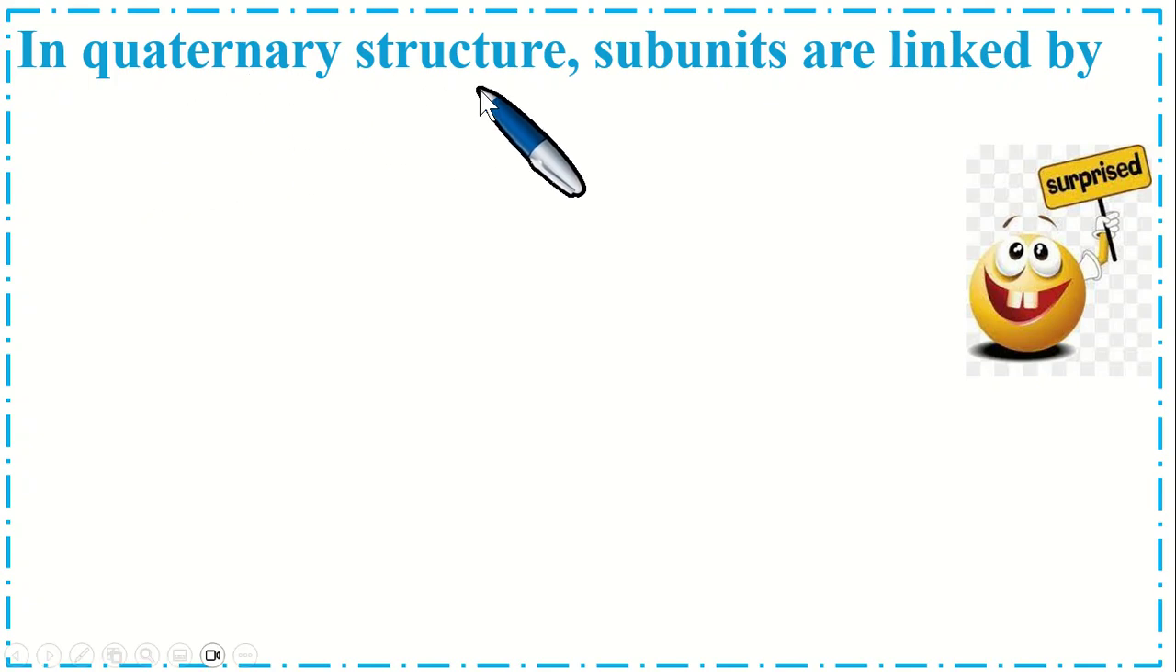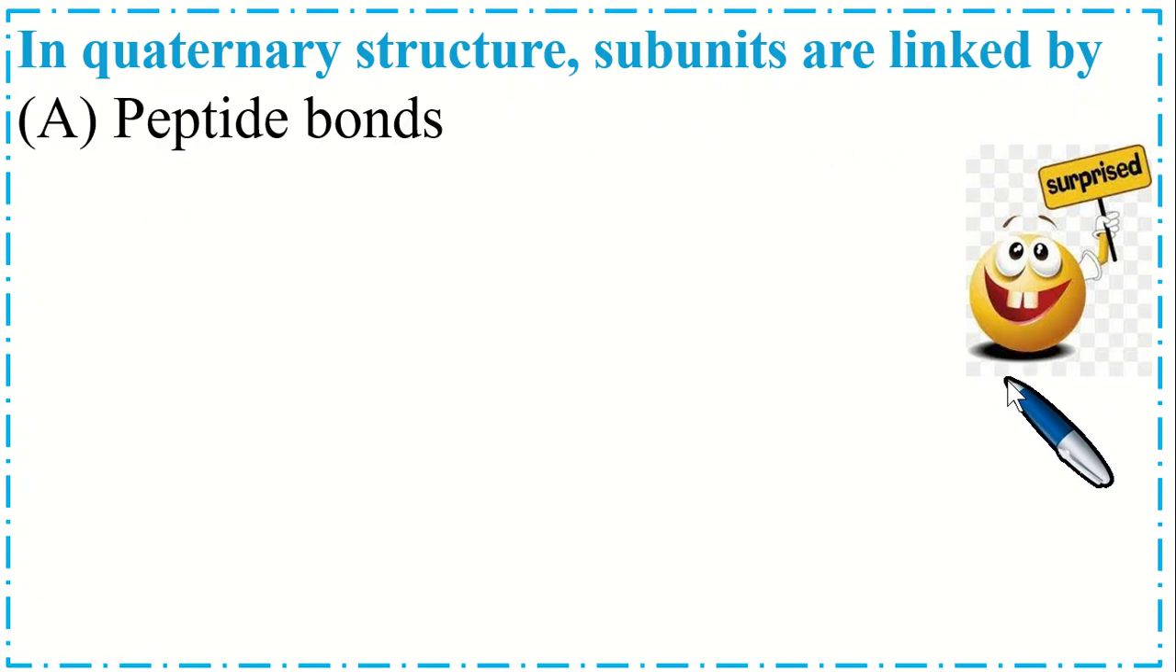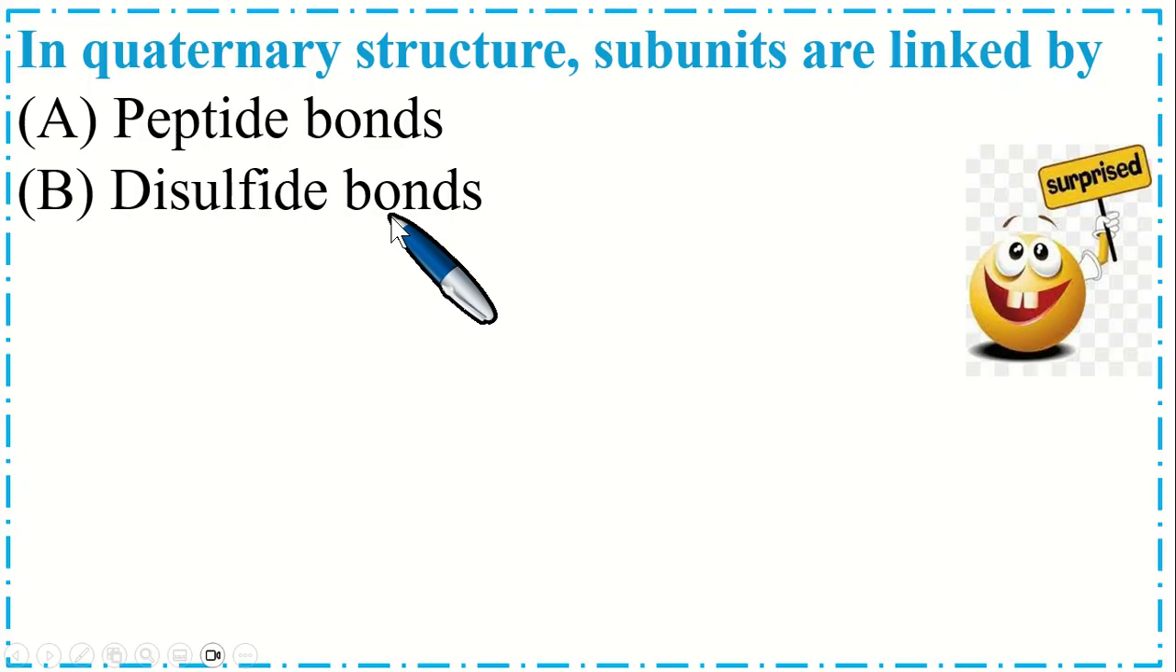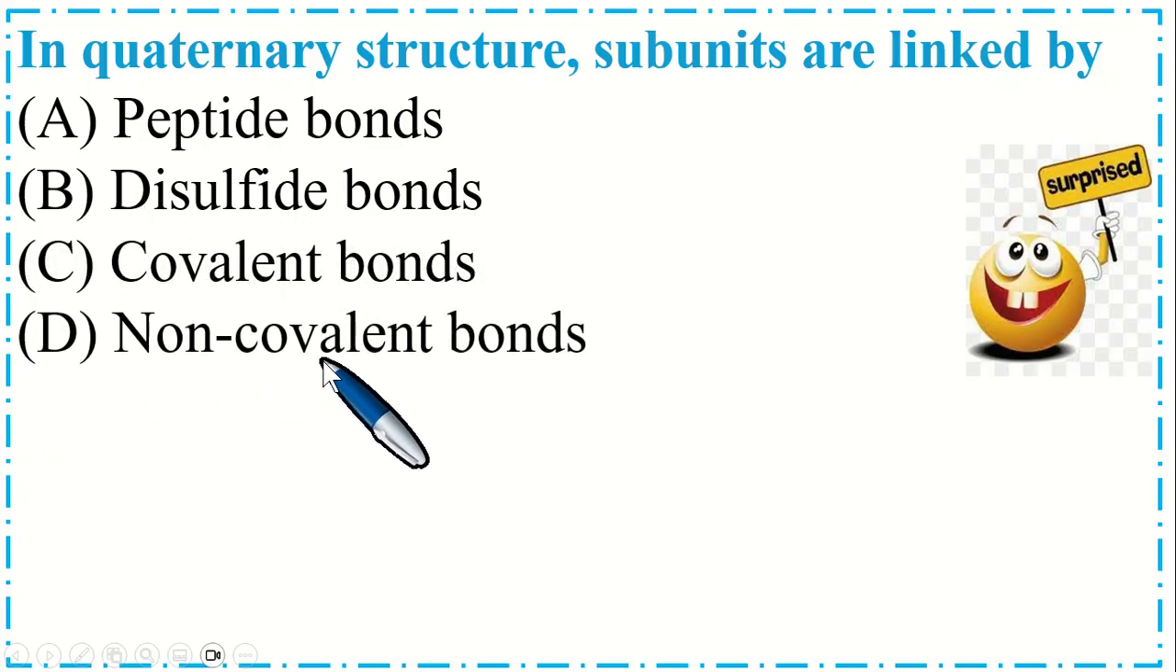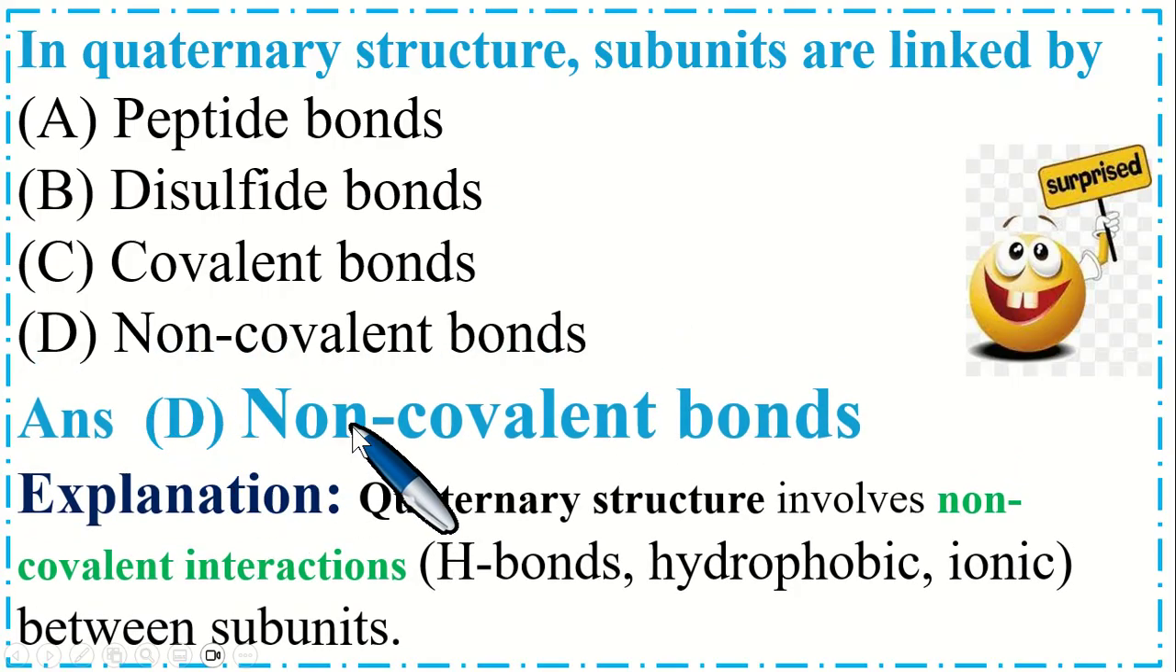In quaternary structure, subunits are linked by option A peptide bond, option B disulfide bond, C covalent bond, and option D non-covalent bonds. So the correct option is D non-covalent bonds. Explanation is quaternary structure involves non-covalent interactions: hydrogen bonds, hydrophobic, ionic between subunits.